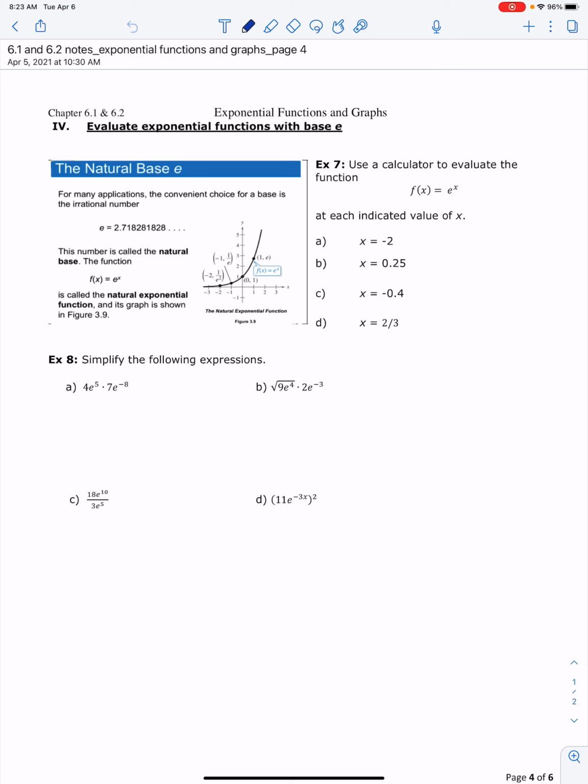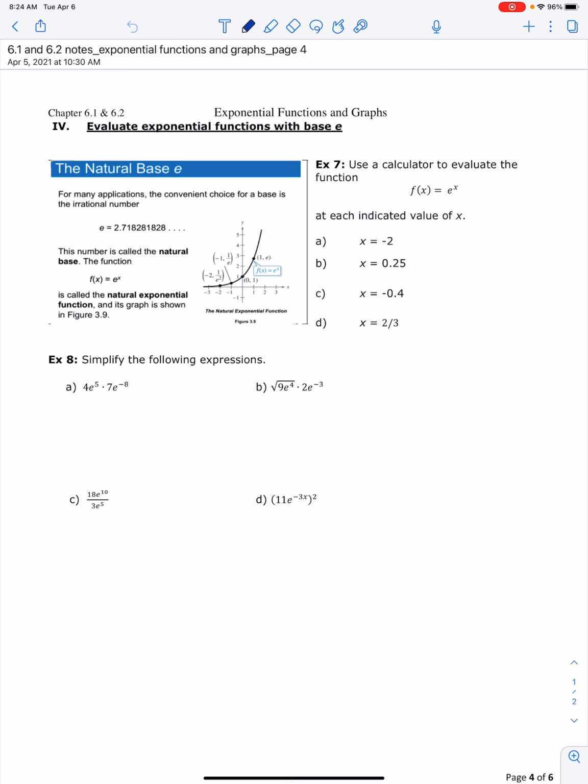These are the 6.1 and 6.2 notes, exponential functions and graphs, page 4. So now we're going to focus on the natural number, the natural base e. So e is a naturally occurring number. It is the natural rate of growth. So you will see this quite often. And you can find e, if you have a TI-84, in blue, right above the division sign.